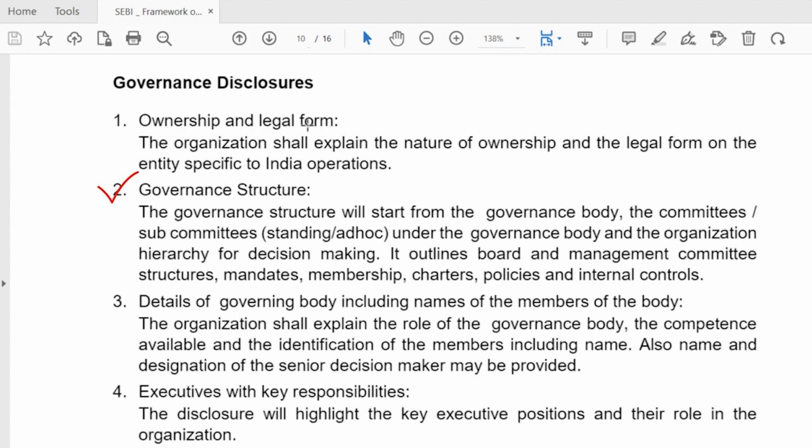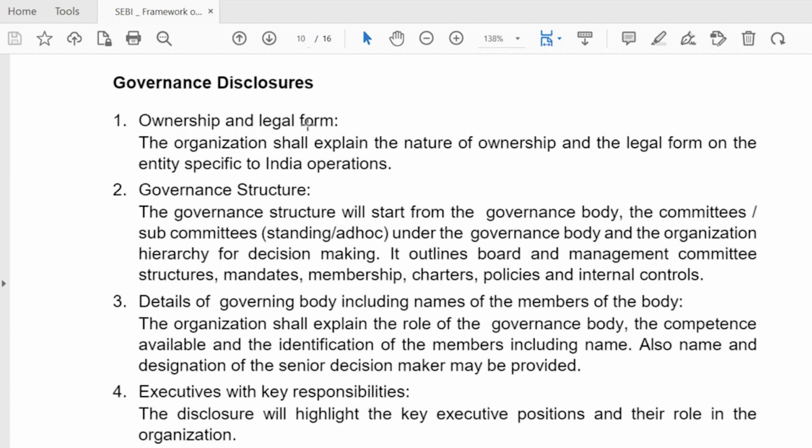Here the organization needs to disclose about the governing body, the committees and the subcommittees formed under the governing body, and the hierarchy for decision making. This disclosure should outline the board and management committee structures, mandates, membership, charters, policies and internal controls.